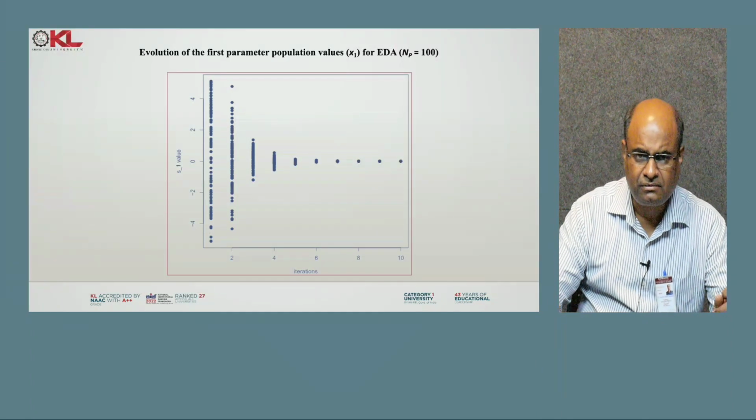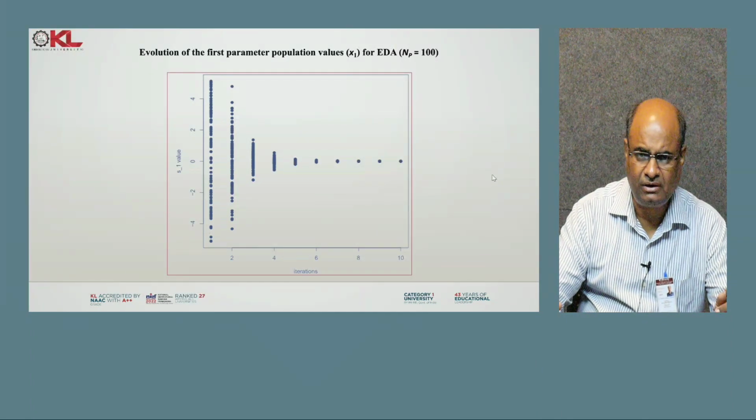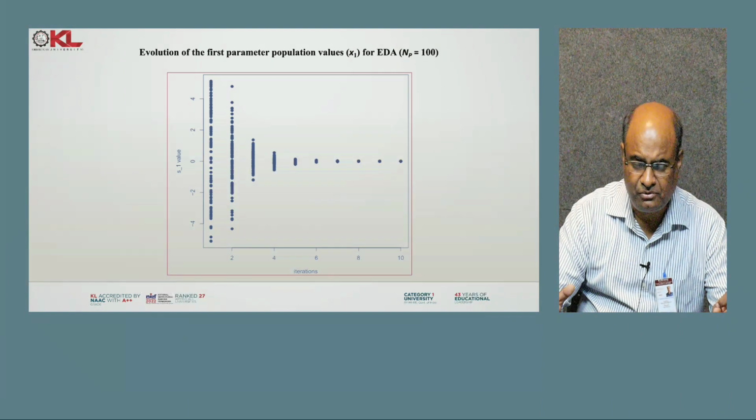This is the first parameter, population value x1 for EDA, NP is 100. So if NP is 100, you are getting the S1 value, that iteration is 10. So slowly it is converging.